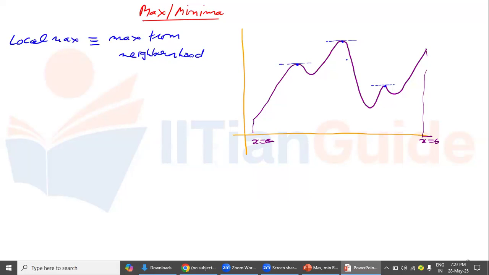Similarly, I'm talking about the local minimum. It's not absolute minimum, it is local minimum. That is minimum from the neighborhood.